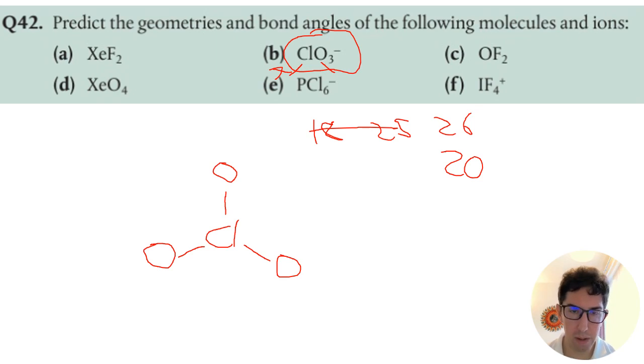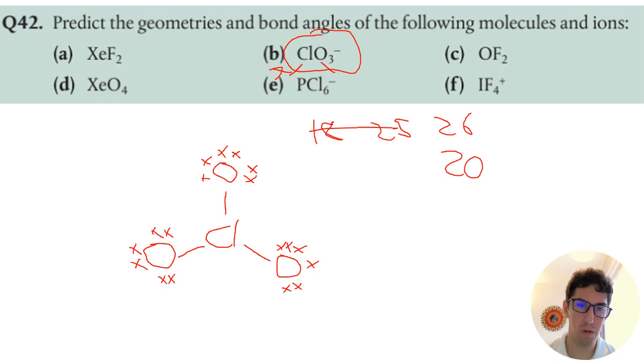Just put them on, obeying the octet rule where possible. So if I put 6 around each oxygen, that will be 18. That leaves 2 left, which I'll put on the chlorine. And then you ask yourself, is everyone happy? Have they all got their octet rule satisfied? And we can see that everyone does, so that must be its structure.